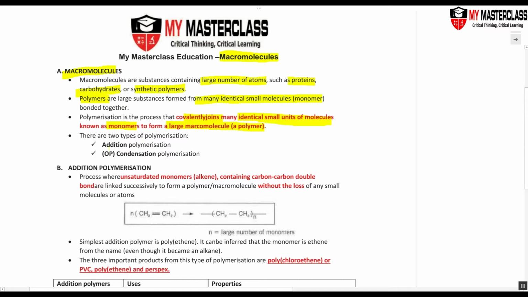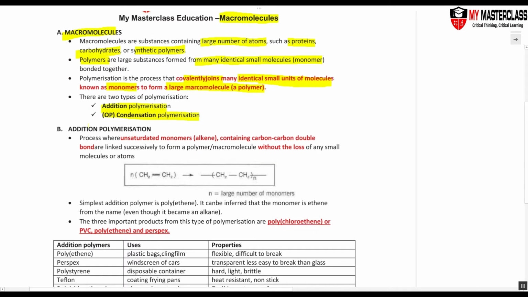Okay, there are two types of polymerization: addition polymerization and condensation polymerization. So addition polymerization is a process where unsaturated monomers like alkenes, which contain the carbon-carbon double bond, one carbon bonded to three other atoms, can have one more atom added across the double bond. These unsaturated monomers are linked successively to form a long polymer, or long macromolecule, and there is no loss of any molecule.